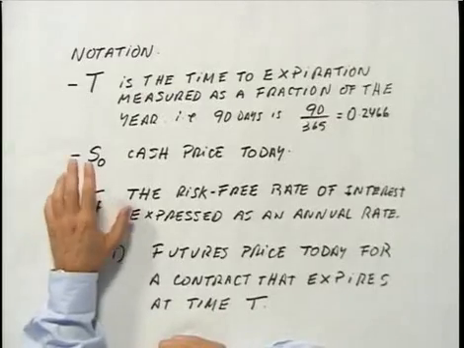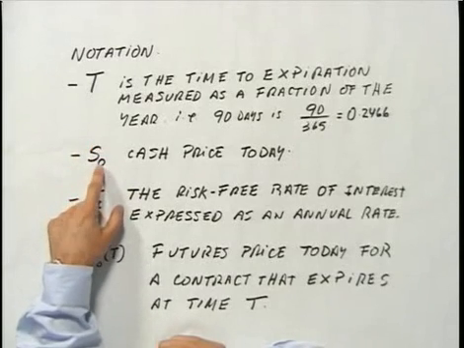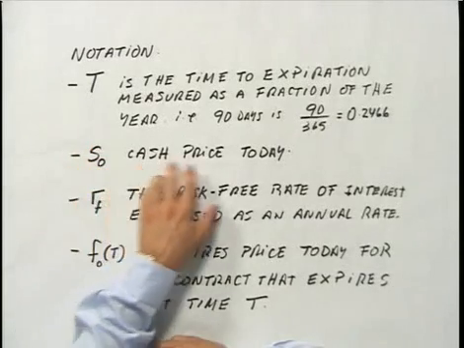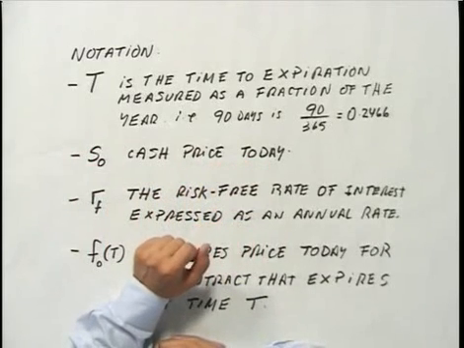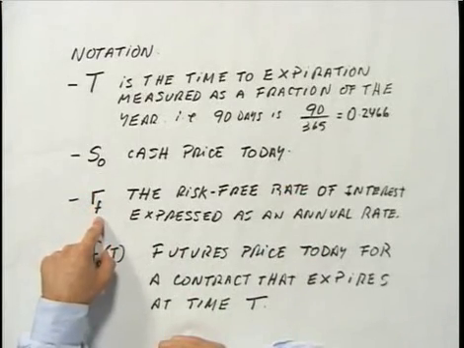Let's move to the second piece of notation, and that is capital S sub zero. And that is the cash price today for the underlying commodity or asset. And this price is often called cash price, current price, or spot price. The important thing to remember here is that it is the price for the immediate delivery of the good or asset.